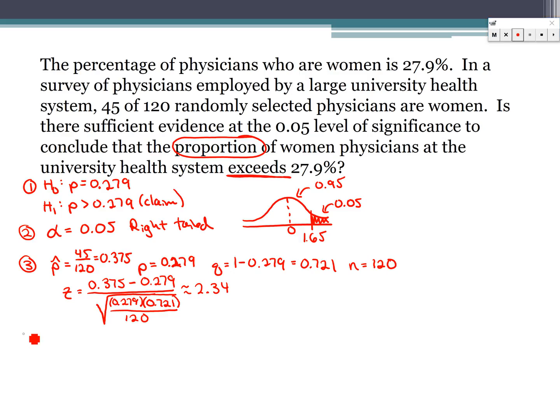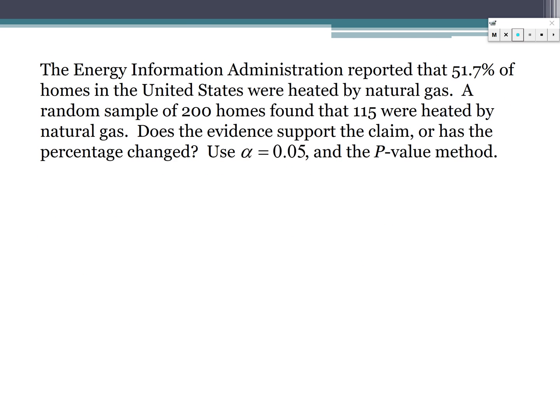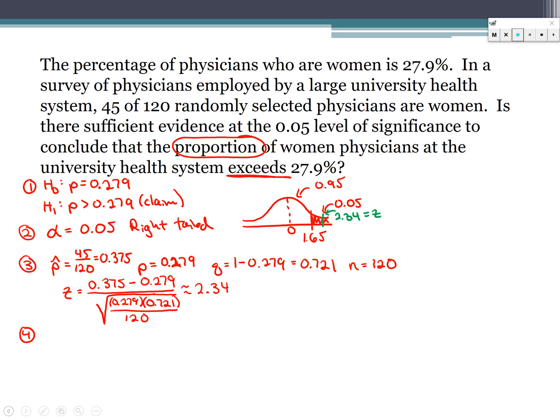Now at this point, we're approaching step 4. Step 4 is reject or not reject. That is our question. 2.34 is going to be somewhere further this way. And again, my pictures are never perfect. Our test value of 2.34 ends up in that shaded region. Shaded region equals rejection region.